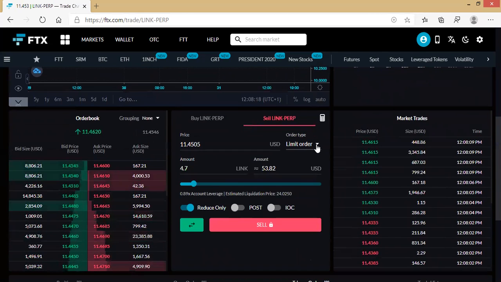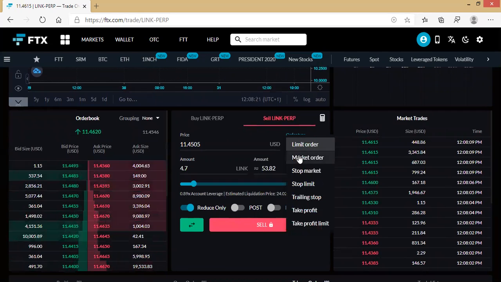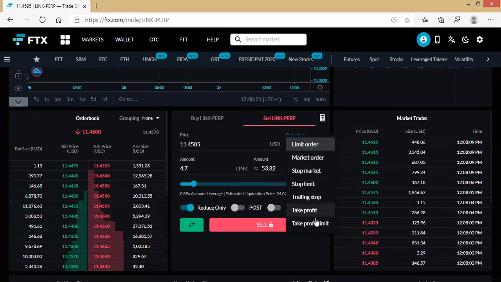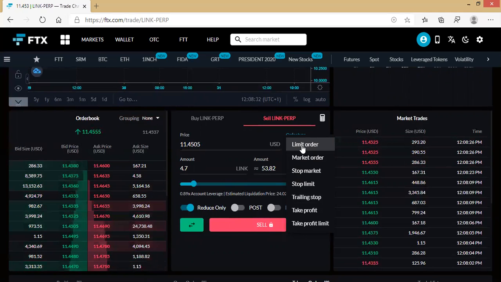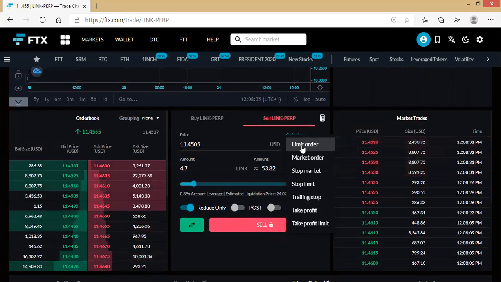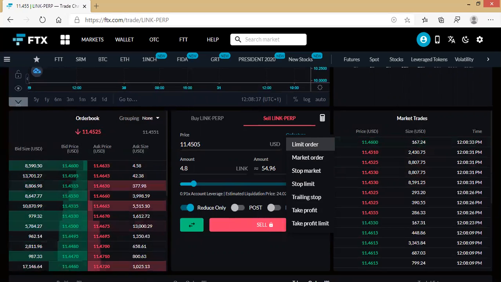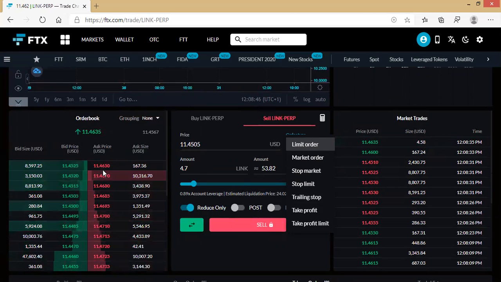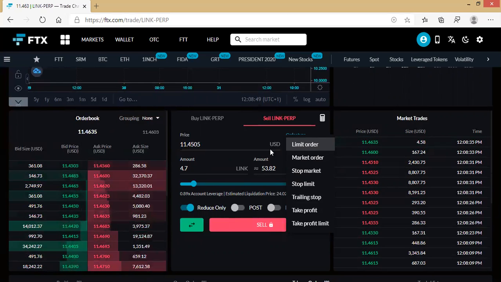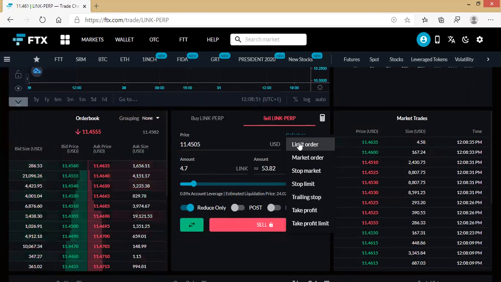Then looking at this place, we have types of orders. We have limit order, market order, stop market, stop limit, trailing stop, take profit limit. These things all play different roles. Limit order is for when you want to enter the market, assuming you want to buy, when it's not yet time. The price hasn't gotten to that very point you want to enter. So that's the time you can use the limit order, assuming now that the price is 11.4525, but you want to enter at 11. That's the only time you can use limit order.